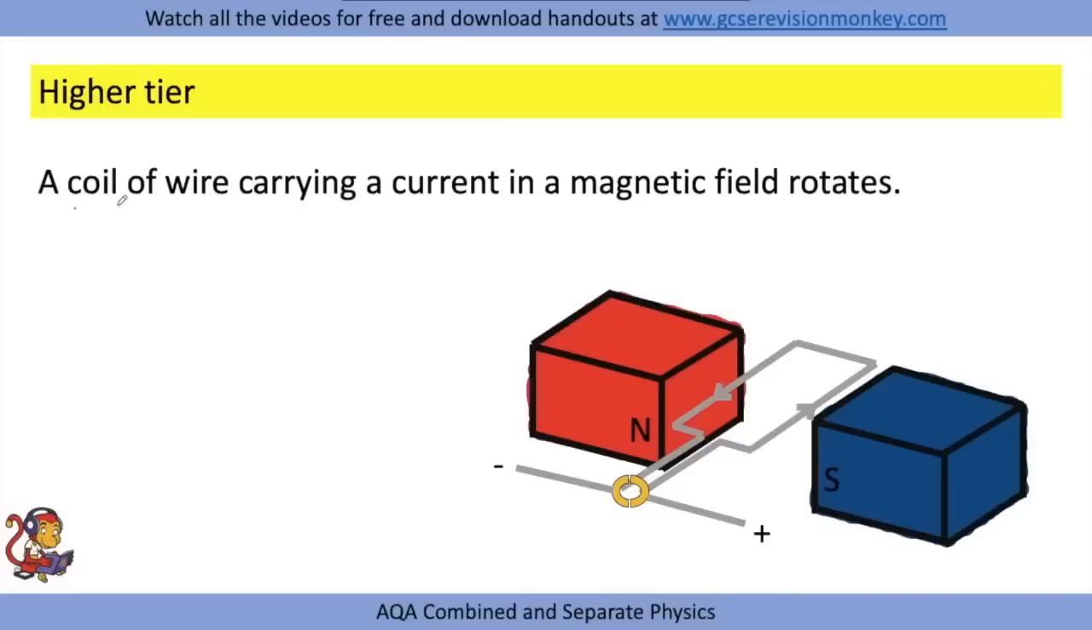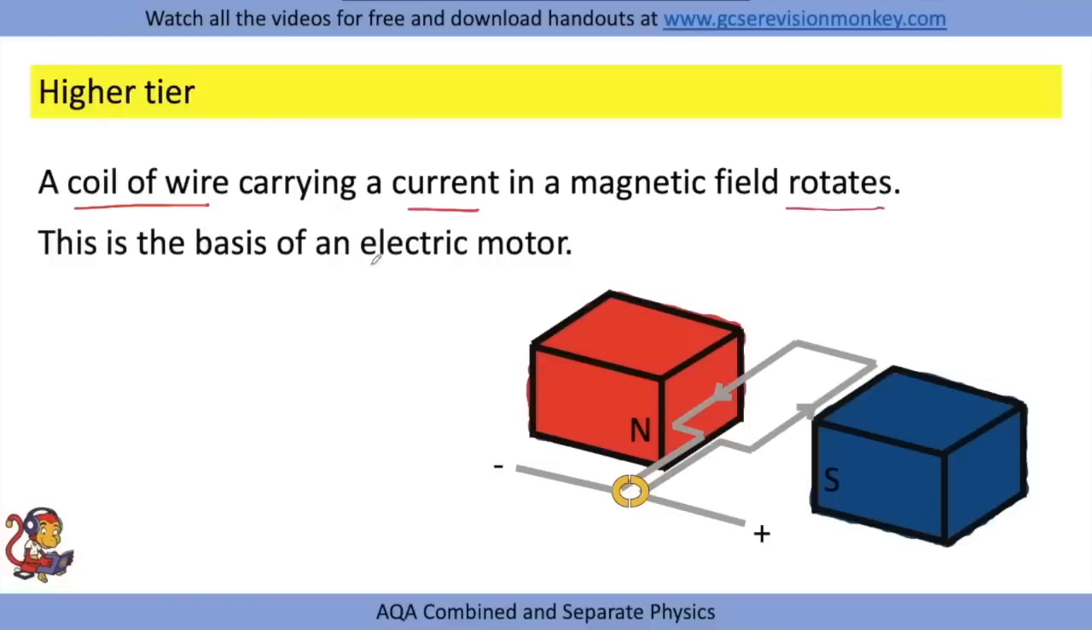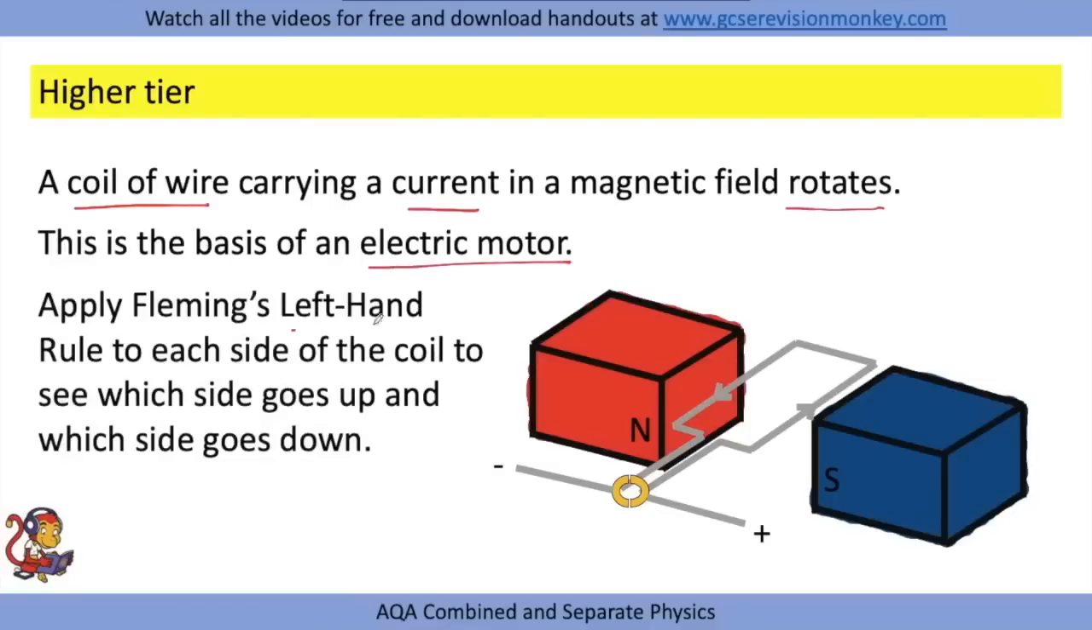So when you have a coil of wire carrying a current in a magnetic field, it will rotate. And this is the basis of an electric motor. So if we apply Fleming's left-hand rule to each side of the coil, you can see which side goes up and which side goes down.